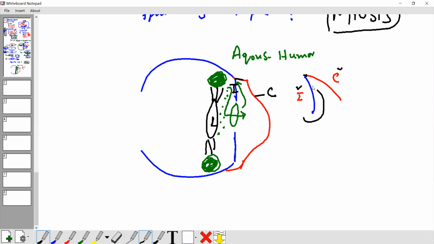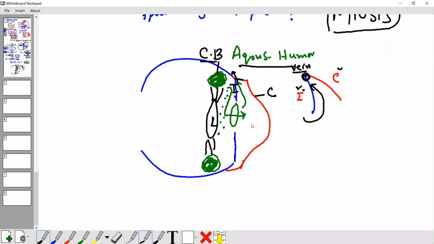And this aqueous humor is absorbed here. Absorption of aqueous humor happens at the angle between the iris and cornea. The production is done by the ciliary body, and the absorption is done by this angle. From this angle, the water enters the vein. Here we have the scleral vein, and it goes back to the vein. Understand?